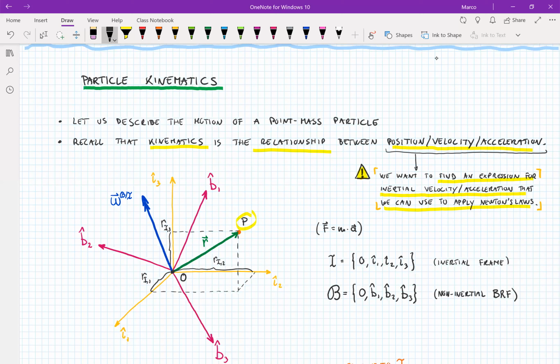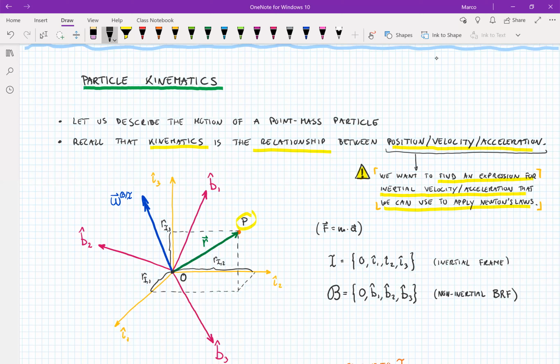In this lecture, we're not going to get to the actual expression for the acceleration. We're going to see that next time. We're just going to get to the expression of the velocity of the particle with respect to either the inertial frame of reference or the body frame of reference.